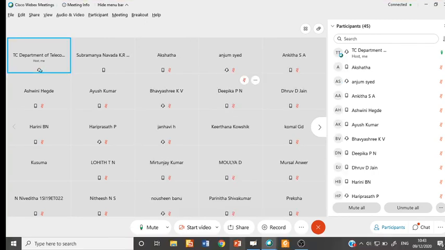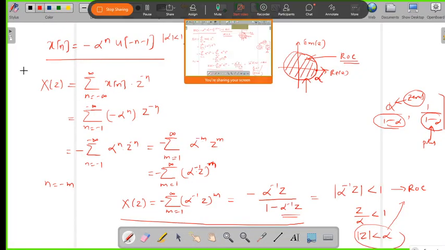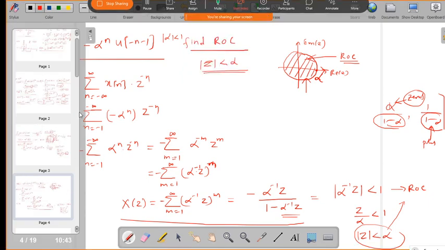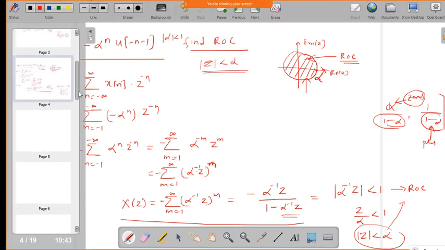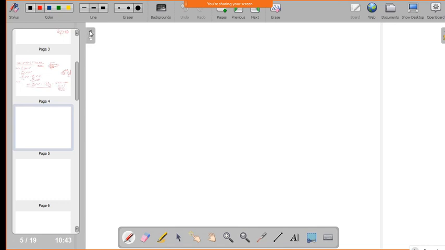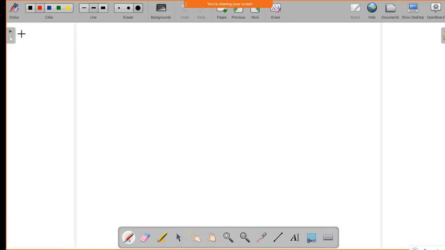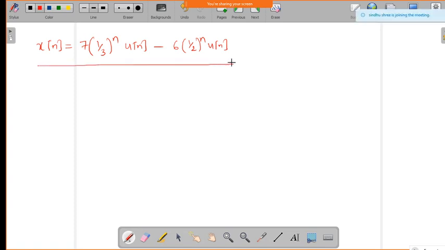Yeah, now try to do one more Z transform of the signal. Carefully decide the region of convergence. So x of n is given, which is equal to 7 into 1 by 3 power n into u of n minus 6 into 1 by 2 power n into u of n. So take this one and try to find out the Z transform.